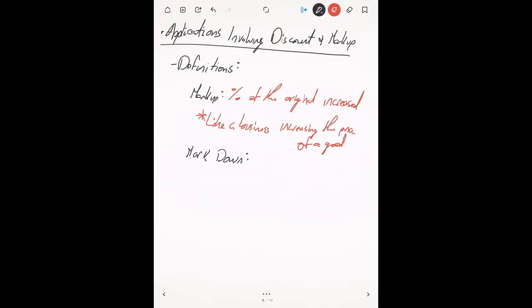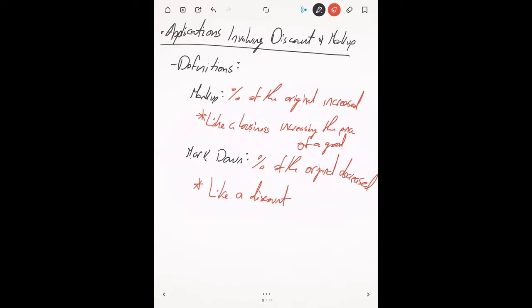Now, a markdown is something we actually come across very frequently. This is a percent of the original decreased. So that means we are taking a percent of an original price and we're subtracting that off. We're dropping it off a certain amount, okay? So this is going to be very similar to a sale, okay? When a business takes a certain percentage off the price. So this is like a discount.